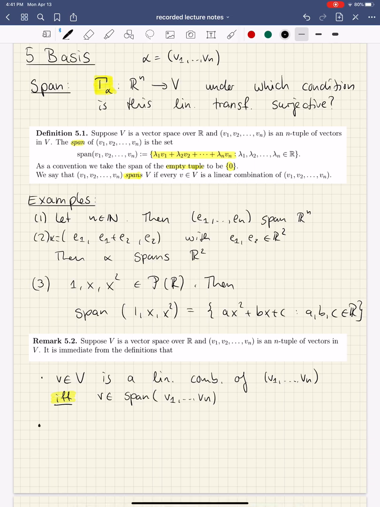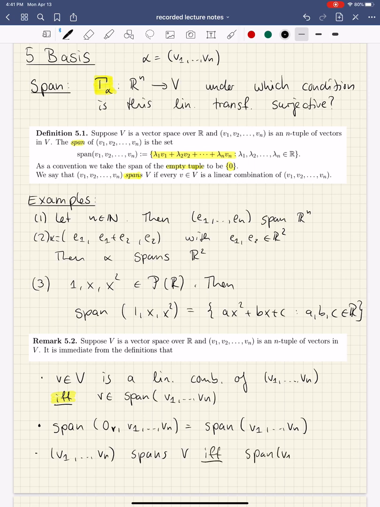Another thing that will come up and will be useful is that if you throw in the zero vector, it doesn't do anything to the span. So if you add 0_V here, then this is the same as the span of v1 through vn. And then last but not least, v1 through vn spans V if and only if the span of them is all of V. So it's just a different way of talking about it.